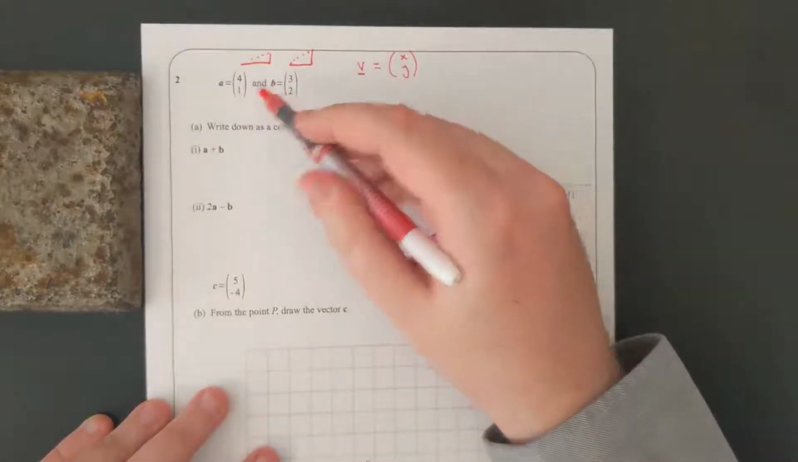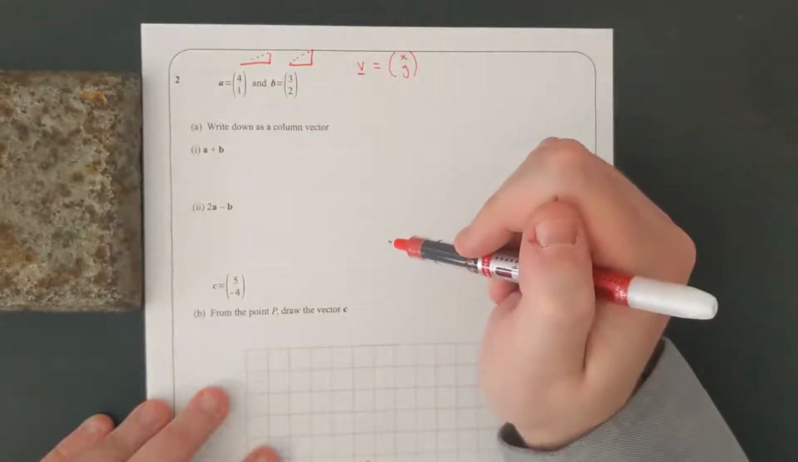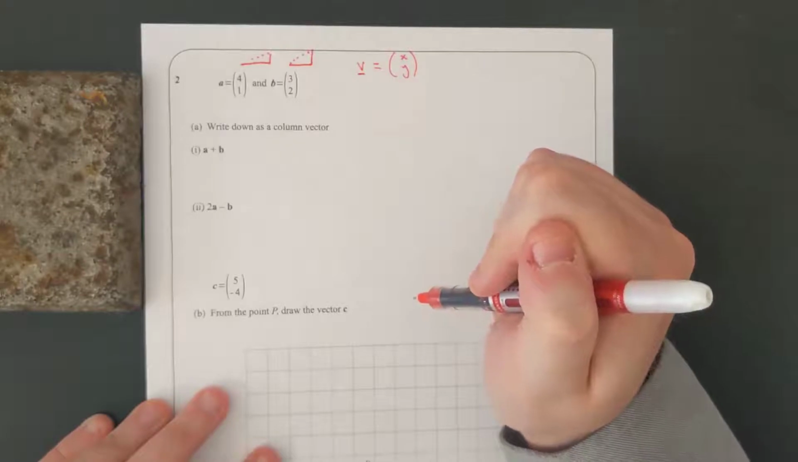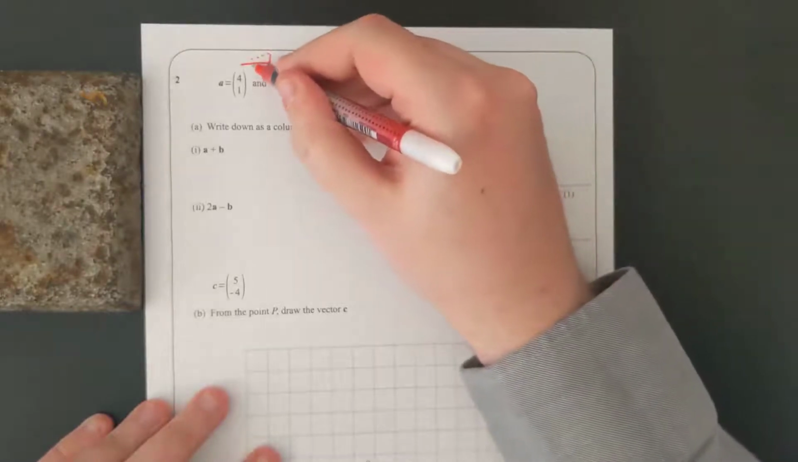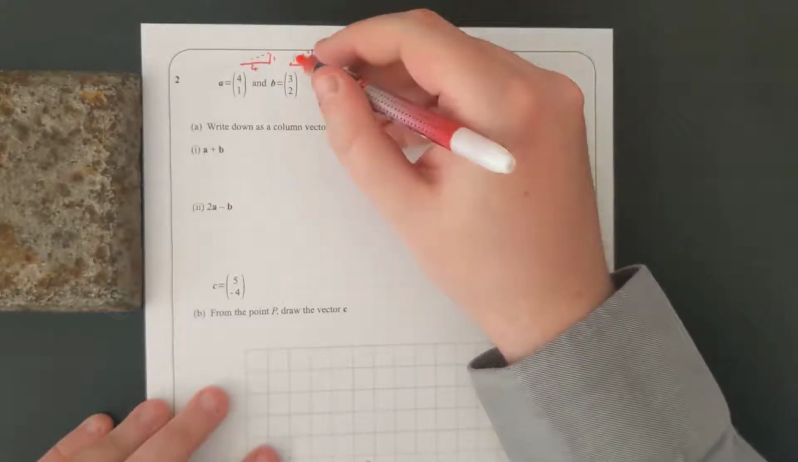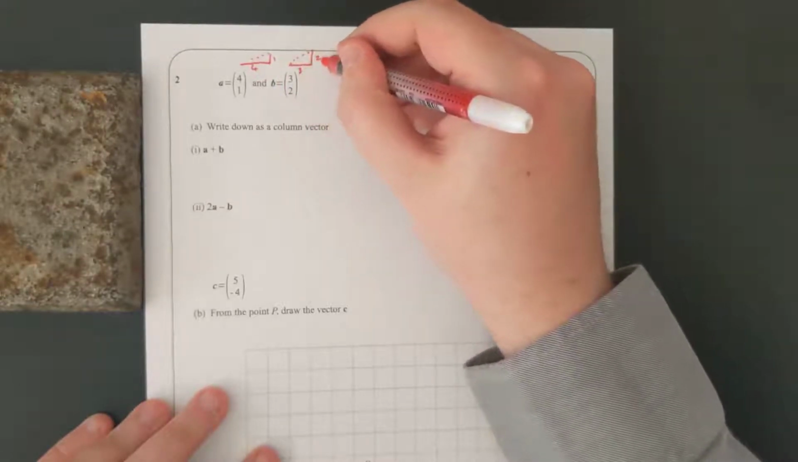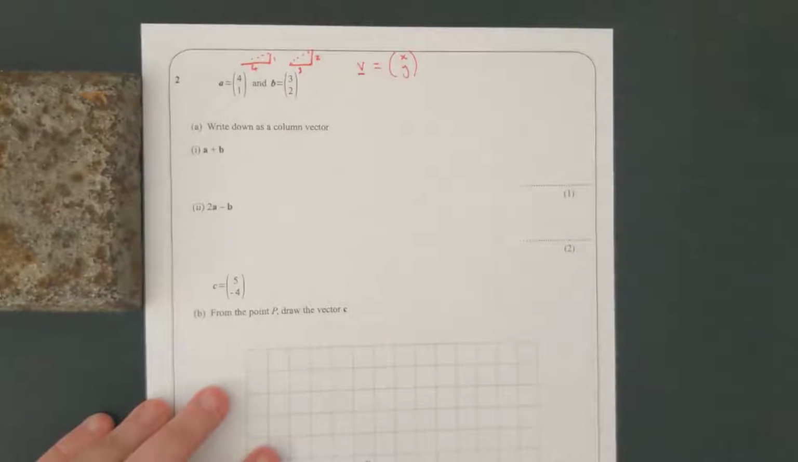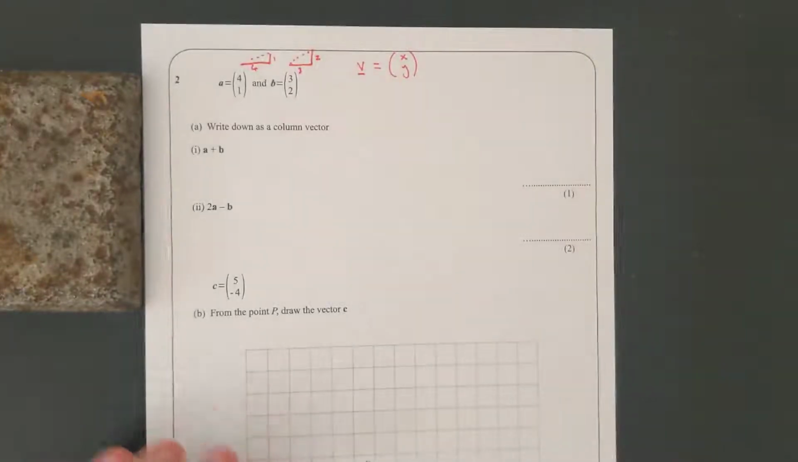Now it's important to notice that just because these two are positive doesn't mean everything will be positive. And also to note that we could find the gradient of these. We know this is 4 and this is 1, so your change in y over your change in x is 1/4. Equally, this is 3 and this is 2. Your change in y over change in x is 2/3. So let's look at the question now.